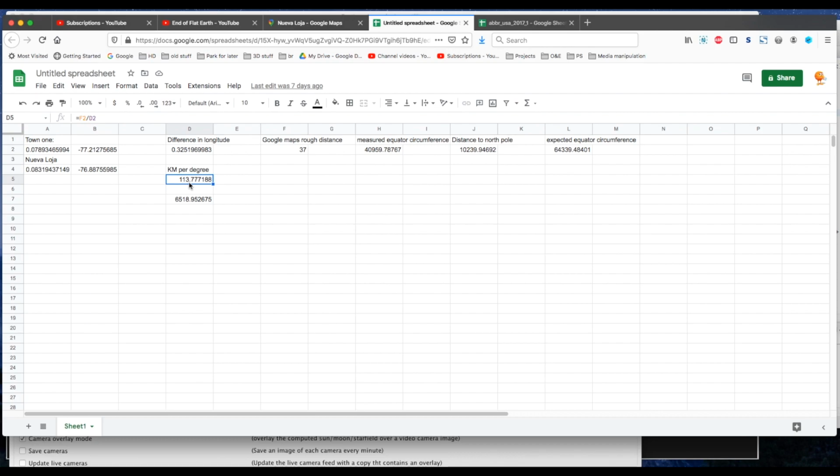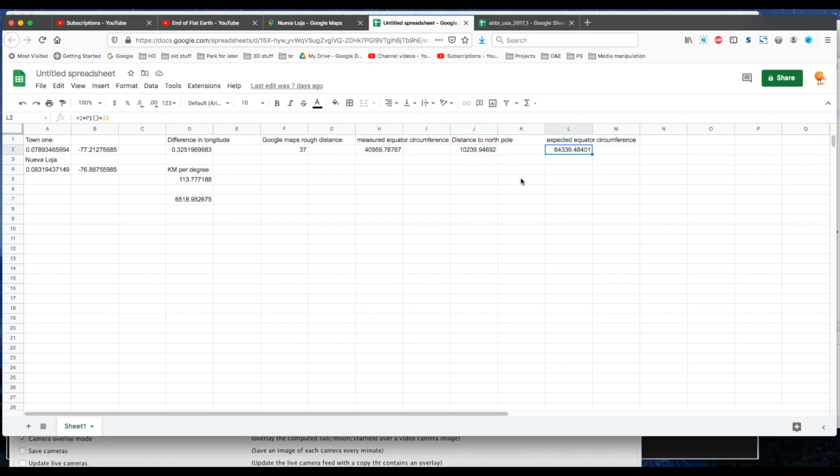It's really 111. To get the distance to the North Pole based on these values over here, I took D5, which is my kilometers per degree, and I multiplied by 90, and that gave me 10,239 kilometers. And it's a little bit high, but it's in the ballpark.